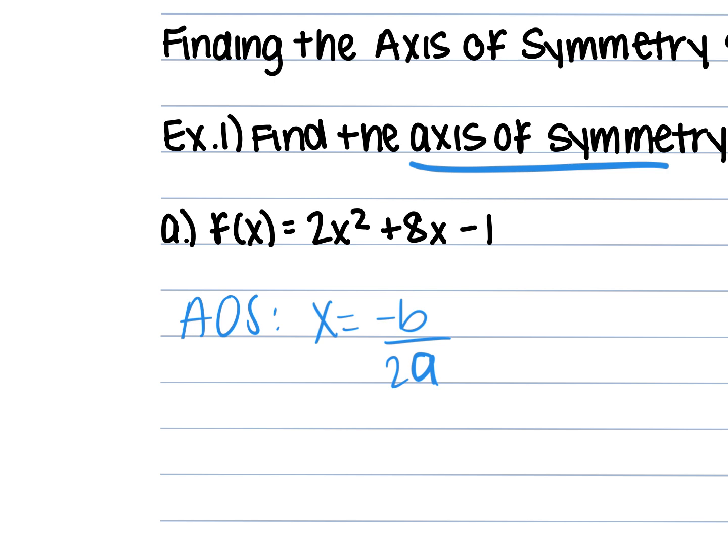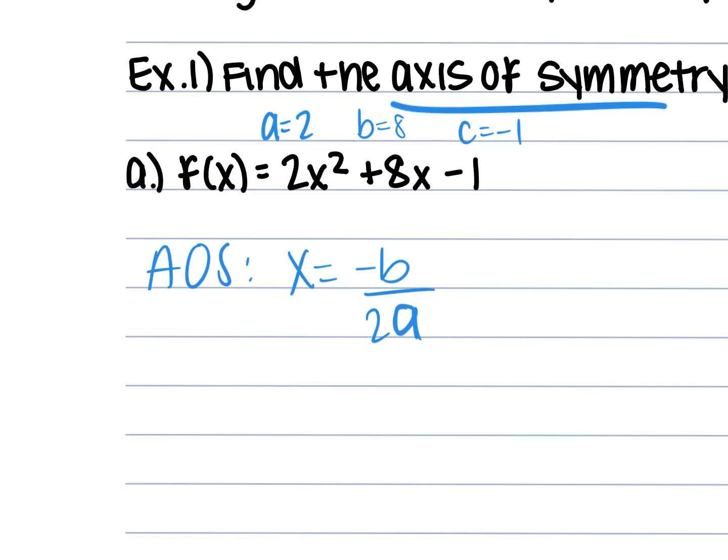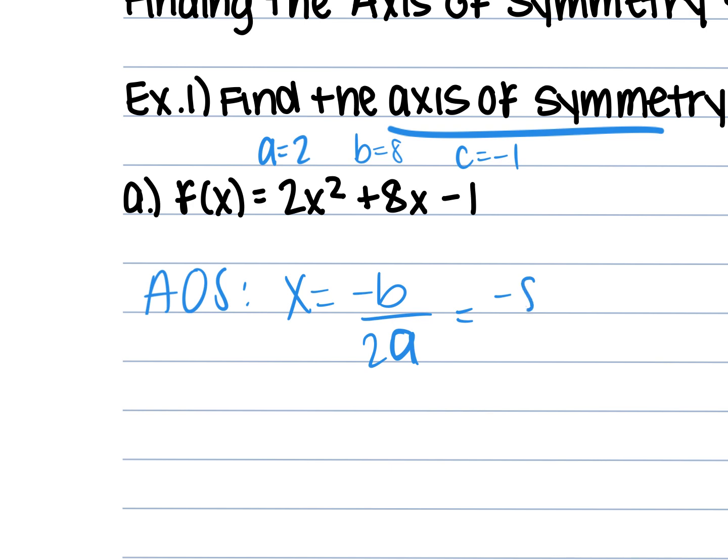What are my a, b, and c values for this function? a is 2. b is positive 8. c is negative 1. So now plug in your b and your a. This is going to be x equals negative what? 8 over 2 times 2.